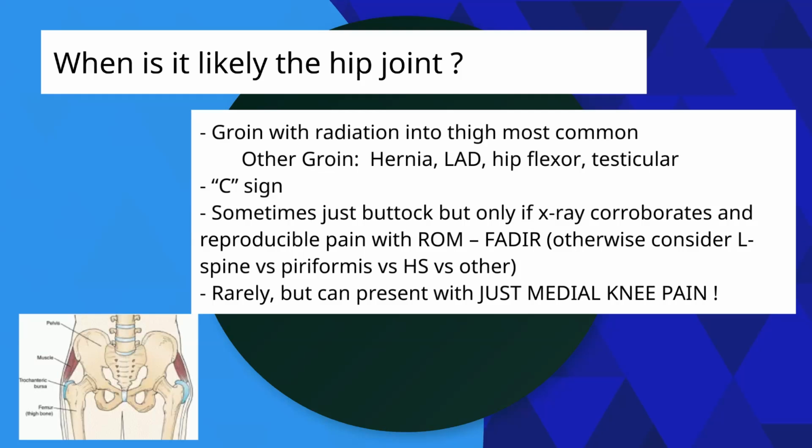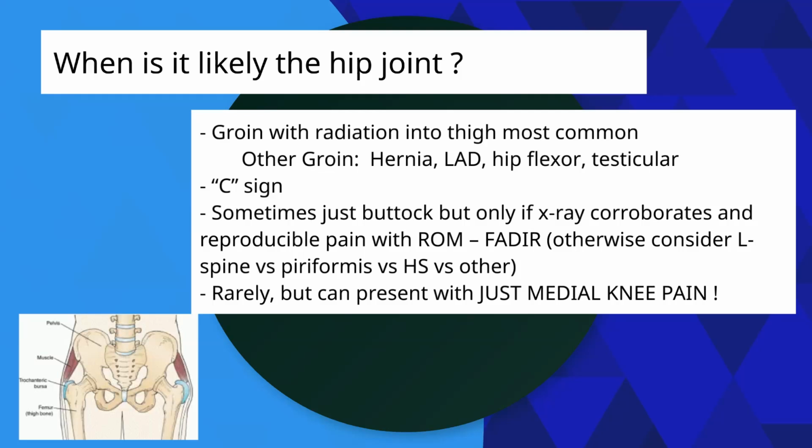Once in a while, hip joint arthritis can present with just medial knee pain, which is always really interesting. There's a nerve that runs down the inside aspect of the thigh, down to the inside aspect of the knee, and sometimes patients with hip arthritis actually will complain of pain on the inside aspect of the knee.